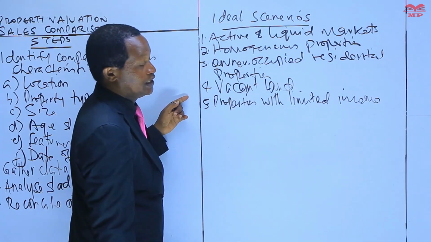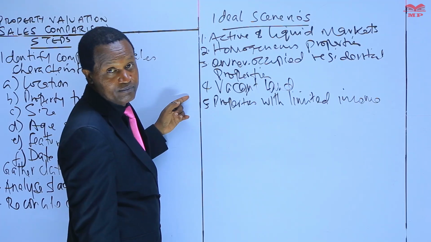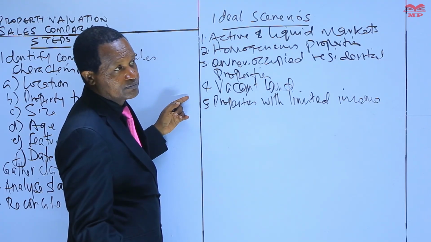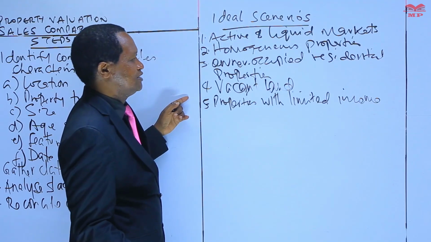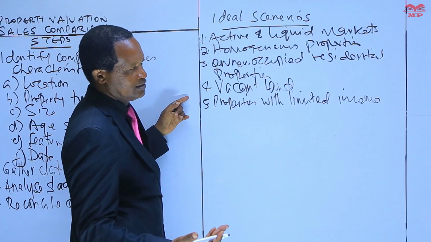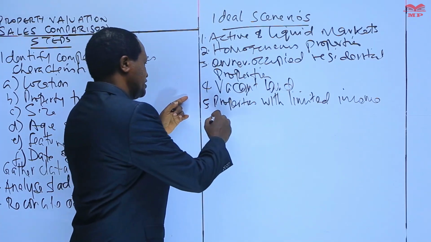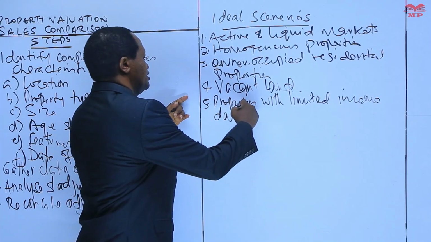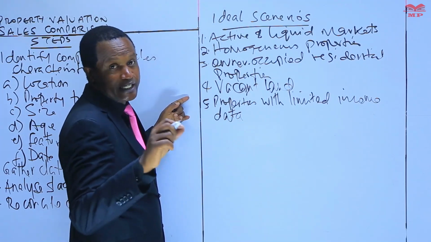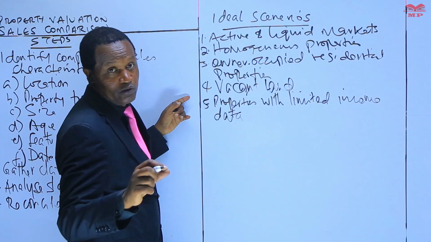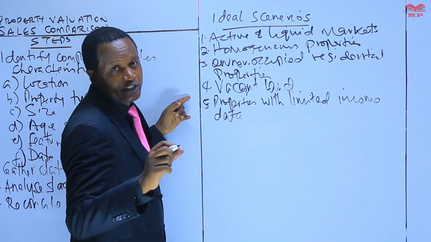Properties with limited income data, and basically this is the data, okay? Properties with limited income data or unique use.